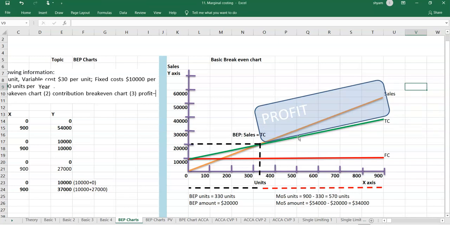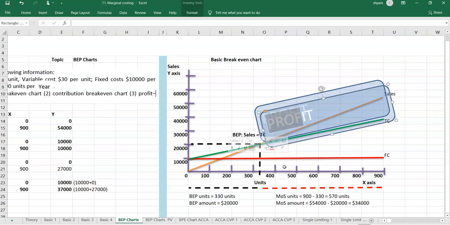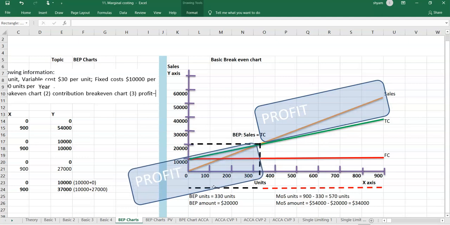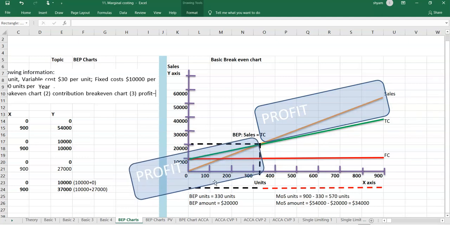This is the profit region. And where is the loss region? Anything below this line is a loss region. So the loss region is actually this part.